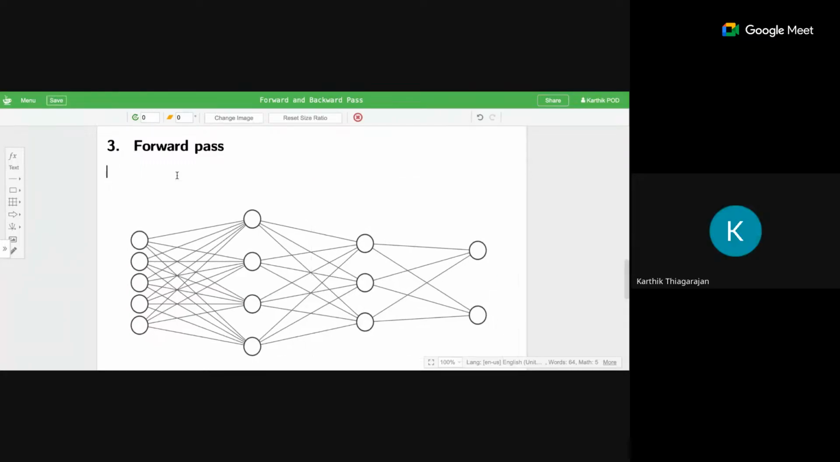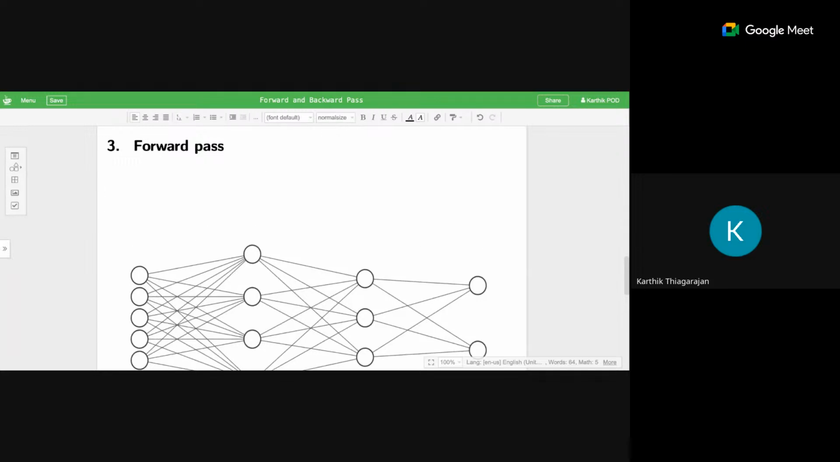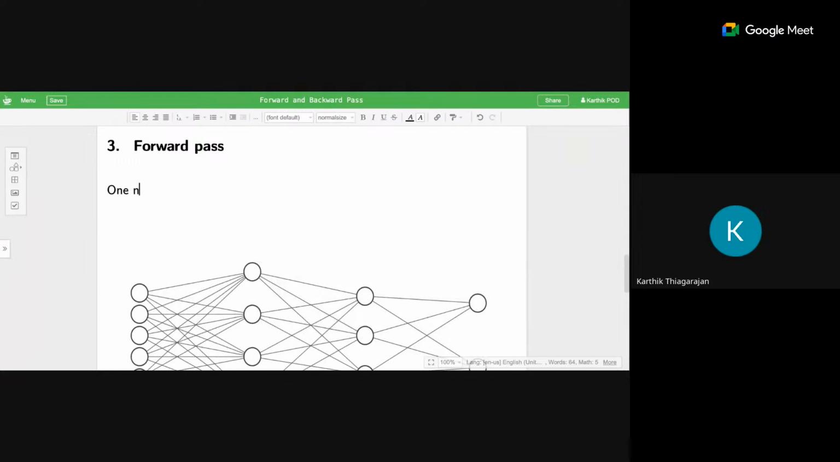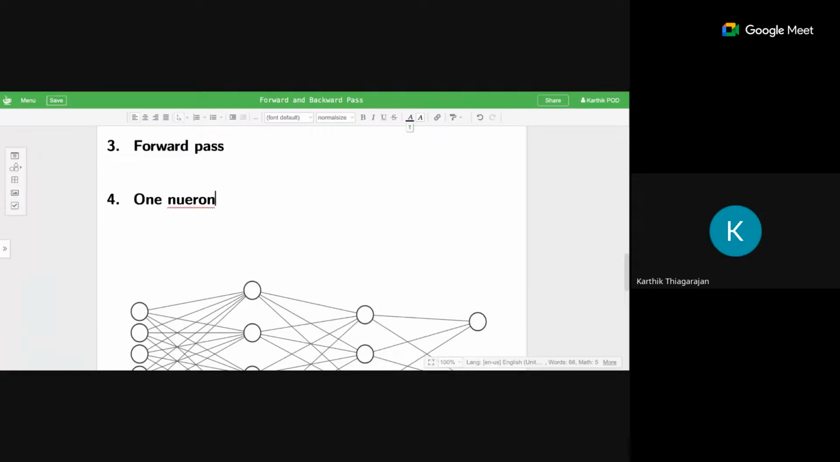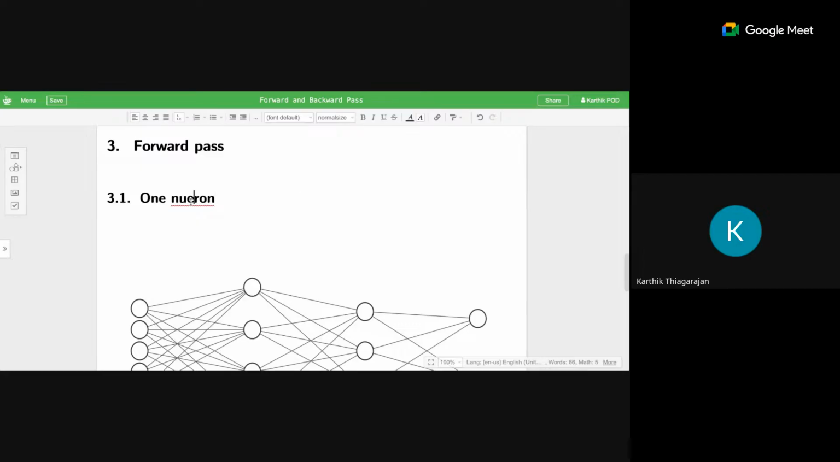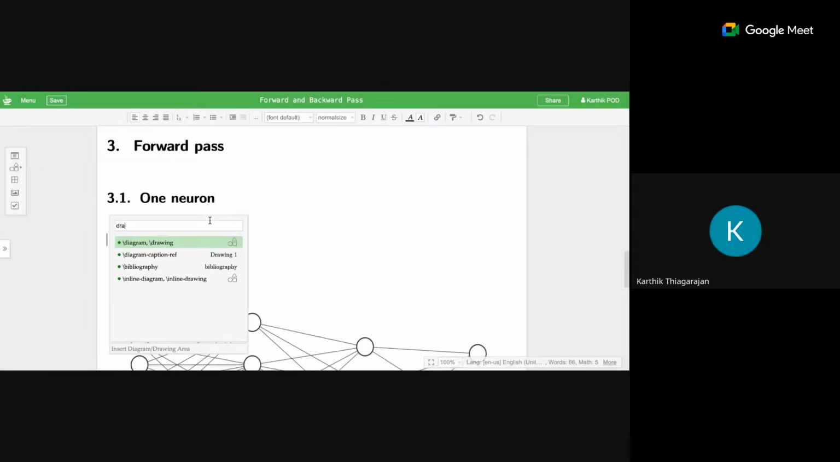Yeah. So every neuron is a computational unit, meaning at every neuron, some computation happens. Maybe we'll do that first. So let's do a single neuron. What happens at a single neuron? This is true for every neuron. So this is a single neuron.